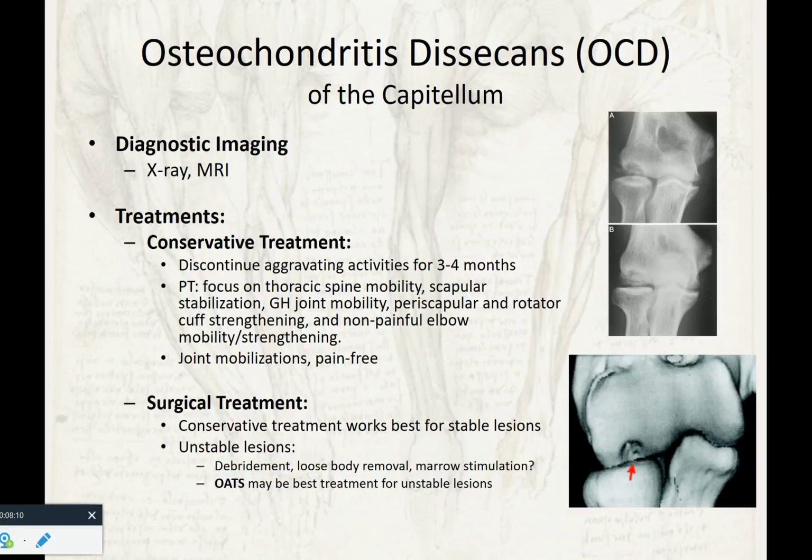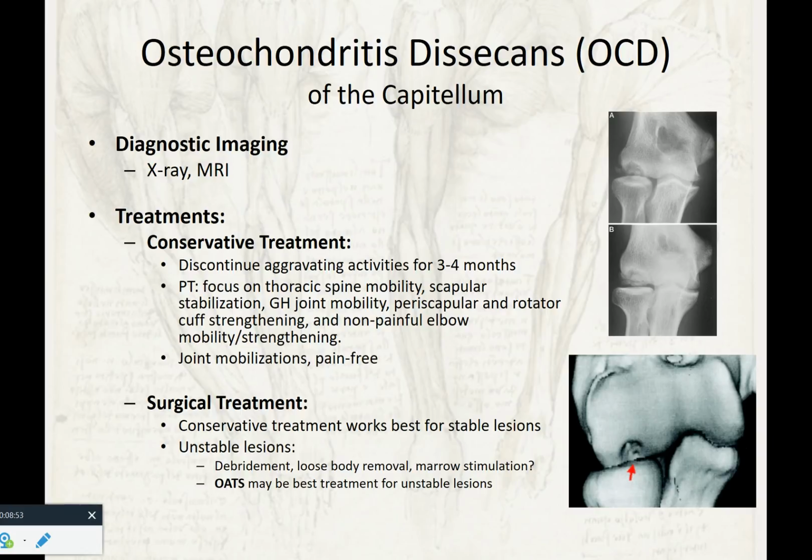Treatments, again, both conservative and surgical. For conservative treatment, physical therapy works very well for these patients. You want to discontinue aggravating activities for around 3 to 4 months, to try to allow that area to heal. For physical therapists, we want to focus on thoracic spine mobility, scapular stabilization exercises, glenohumeral joint mobility, periscapular and rotator cuff strengthening, and non-painful elbow mobility and strengthening exercises. You are allowed to perform joint mobilizations, but they need to be pain-free. If your patient is having pain with joint mobilizations, you are likely increasing the compressive force through the lateral compartment of the elbow and are likely making things worse.